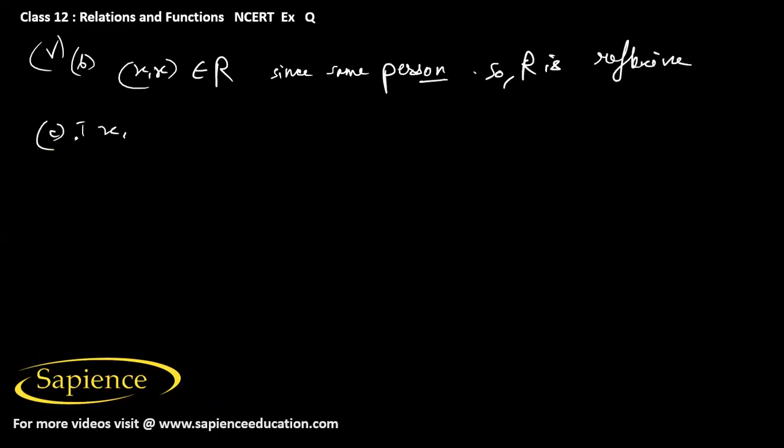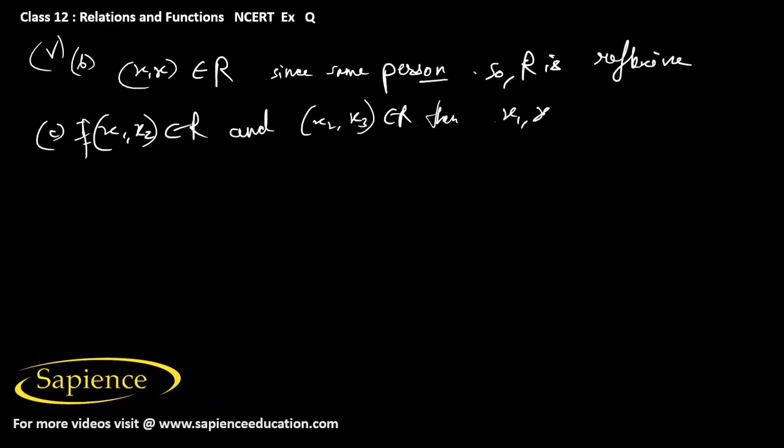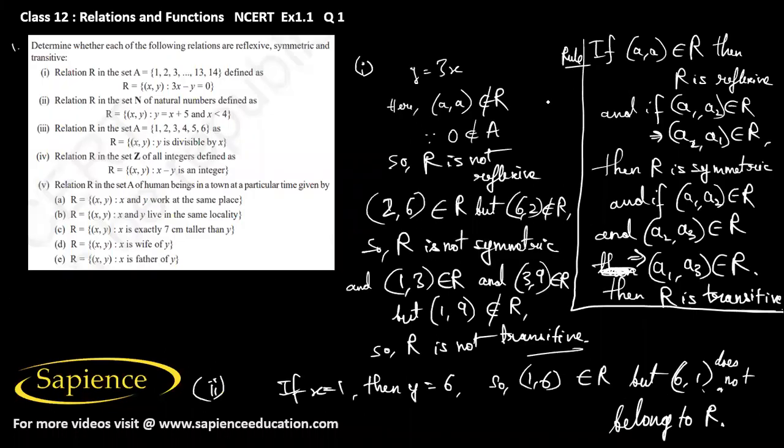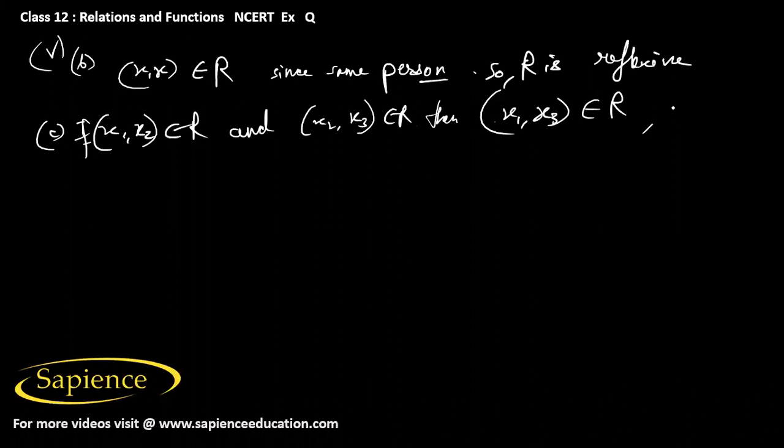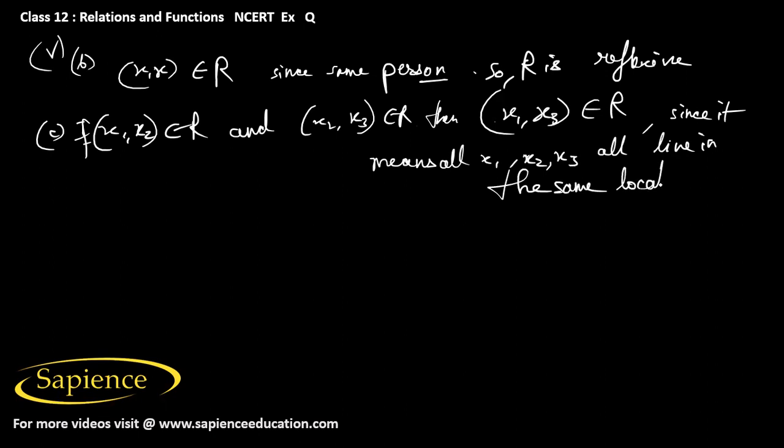Then the second part is if x1 comma x2 belongs to the relation R and x2 comma x3 belongs to the relation R, then x1 comma x3 also belongs to the relation R. Since it means that all the three persons x1, x2, and x3 all live in the same locality. So here the relation R is transitive.